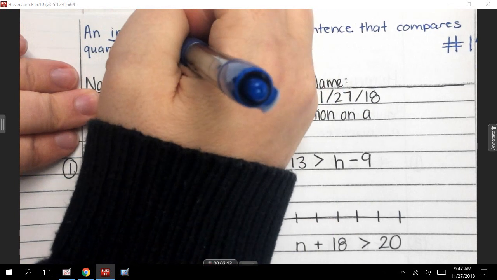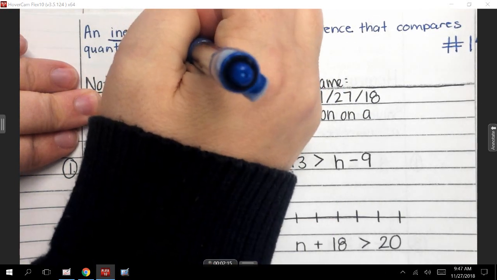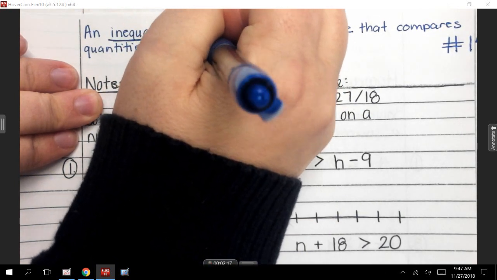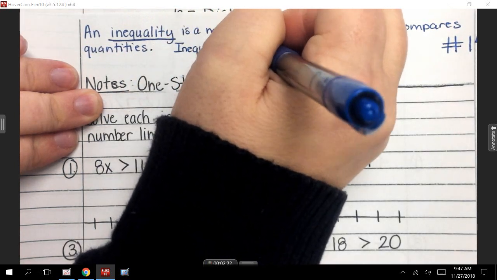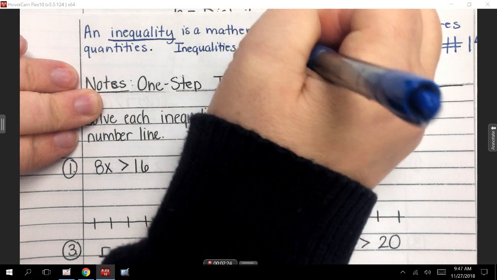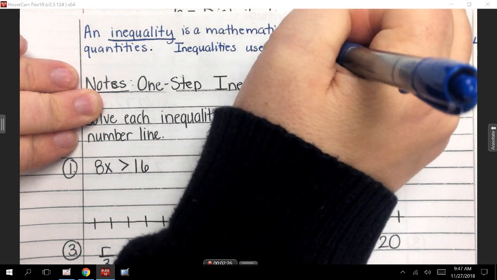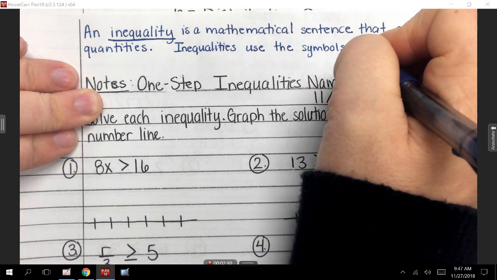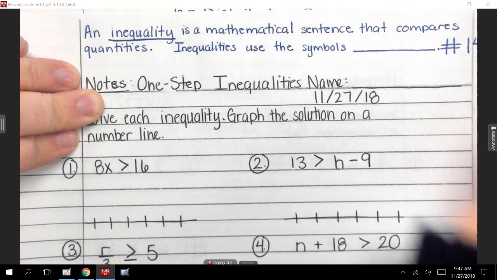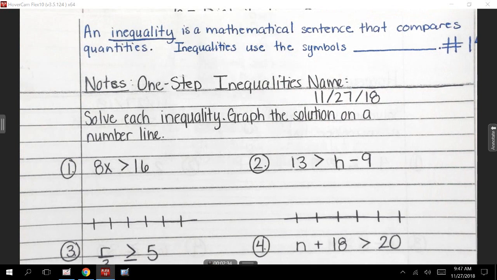Inequalities use these symbols, and then you're going to need to be able to fill that in. So raise your hand if you can tell me, what symbols do inequalities involve?